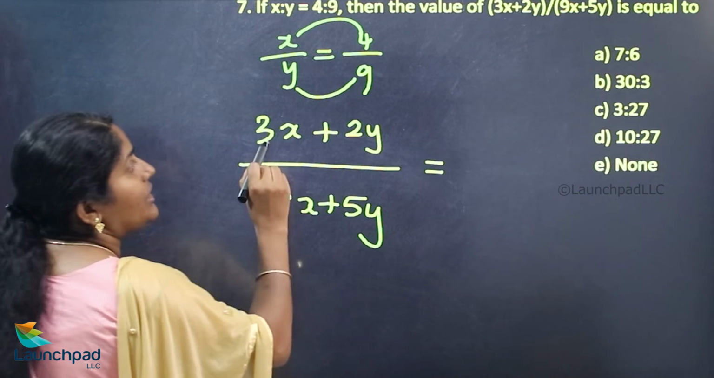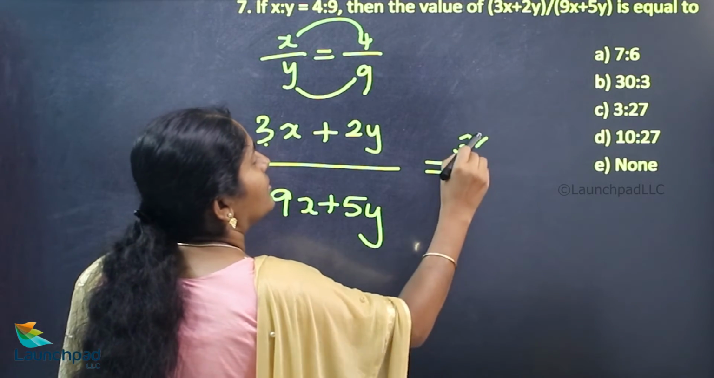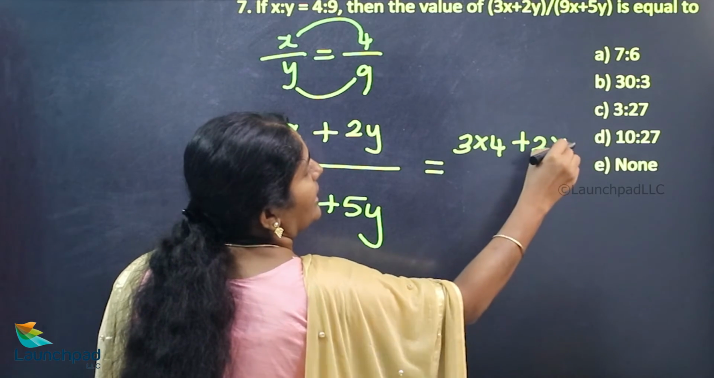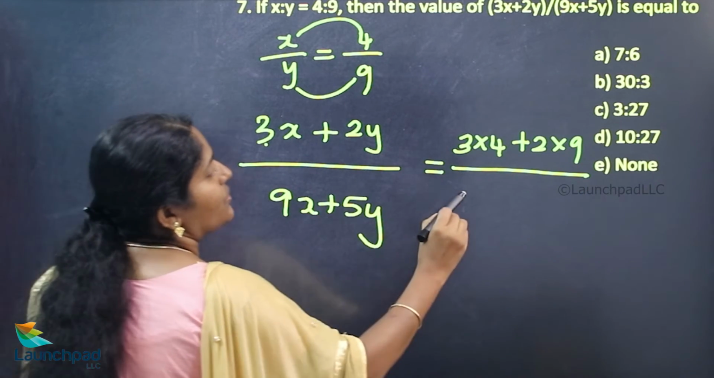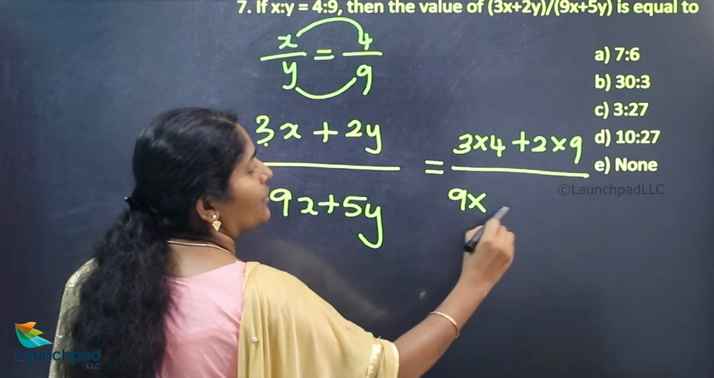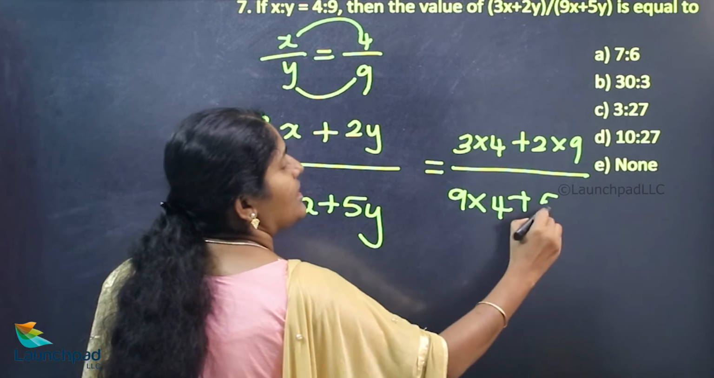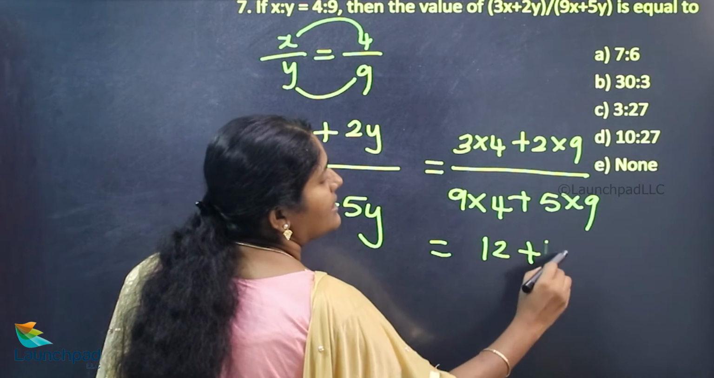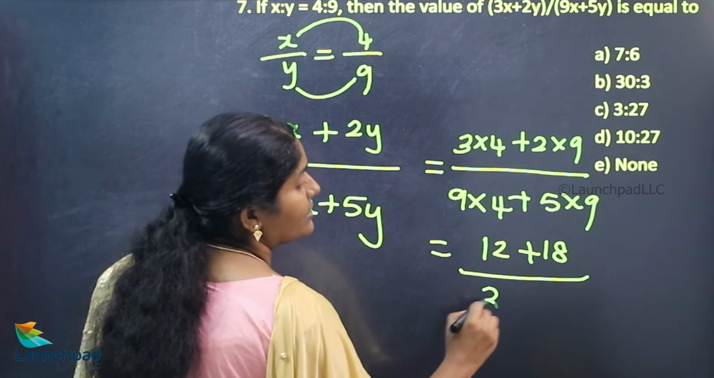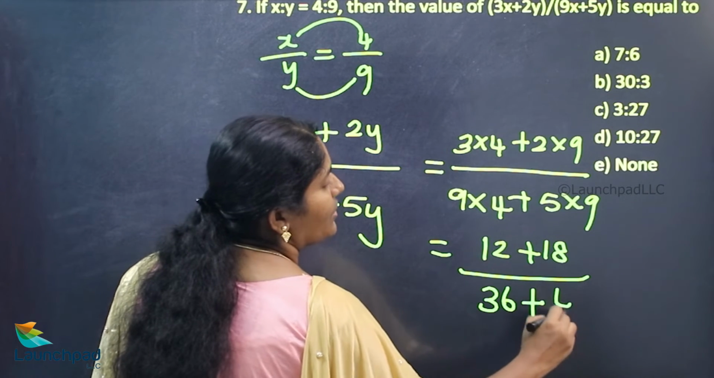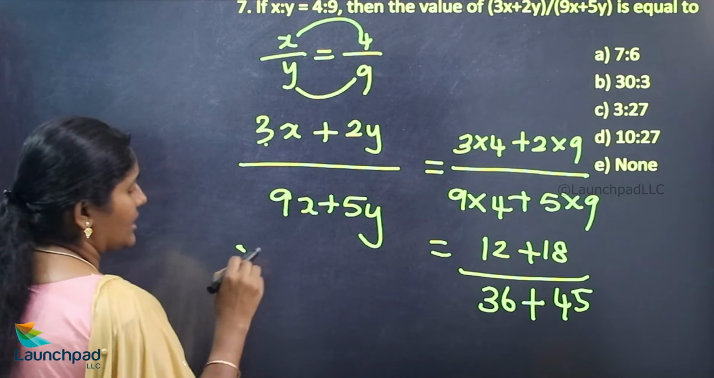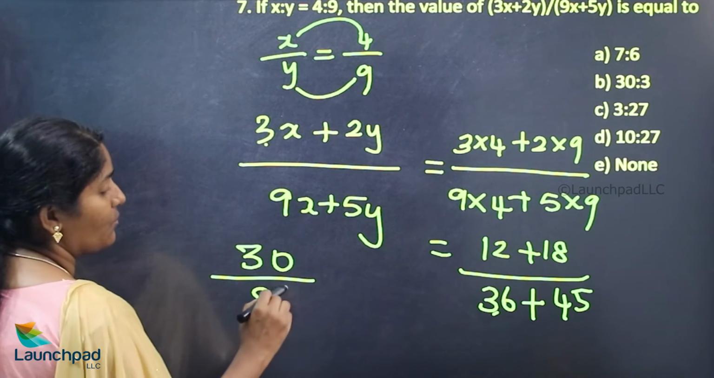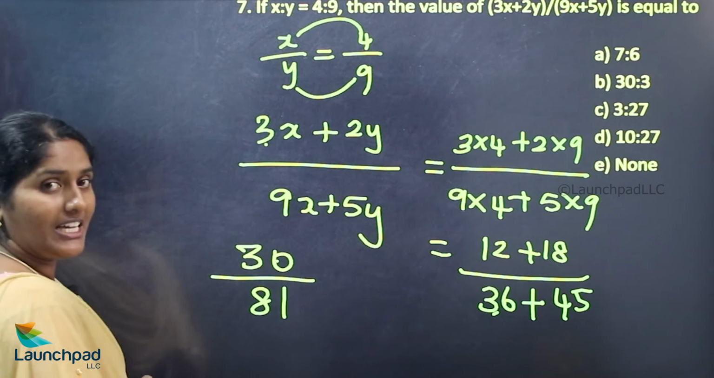So here 3 into 4 plus 2 into 9 divided by 9 into 4 plus 5 into 9. 3 4s are 12, 12 plus 18 divided by 9 4s are 36 plus 45. So 30 divided by 81.